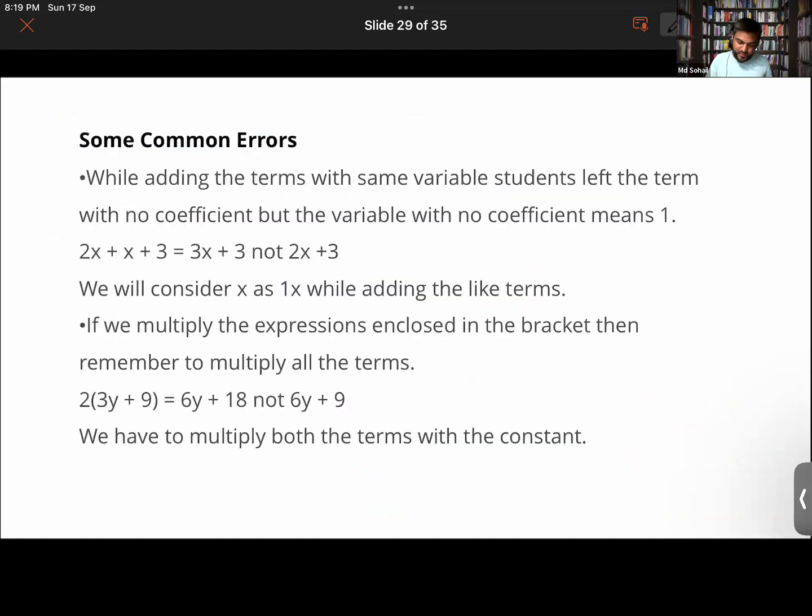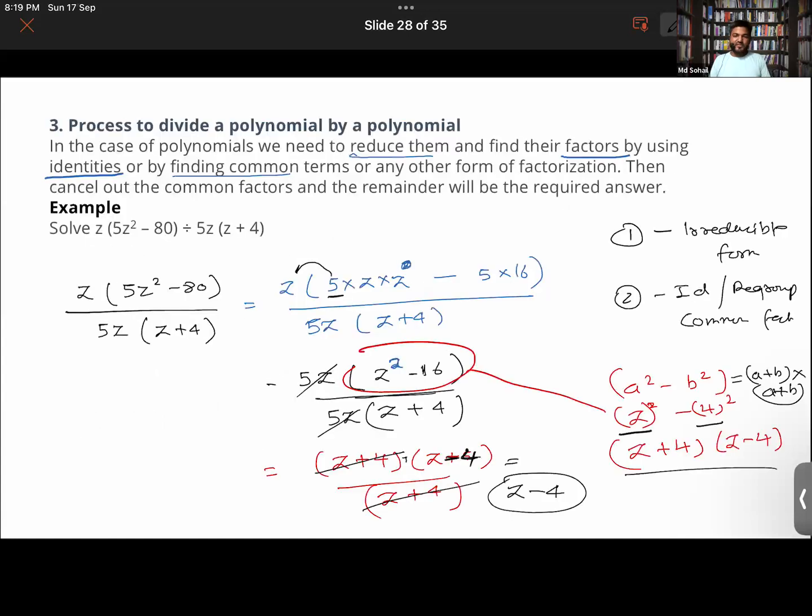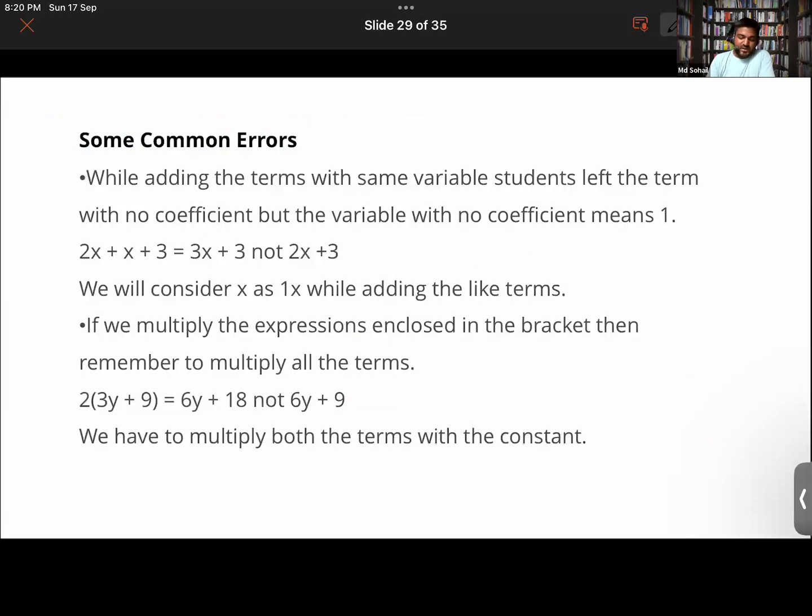Now that is basically the end of the concepts given in the chapter. We will be solving a few questions based on this, also based on the division between two polynomials. But let's get to know some of the basic errors that students usually make while dealing with algebraic expression questions. For example, if you are adding the terms with the same variable, many times students leave out the term with the same variable. For example, 2x and x have the same variable.